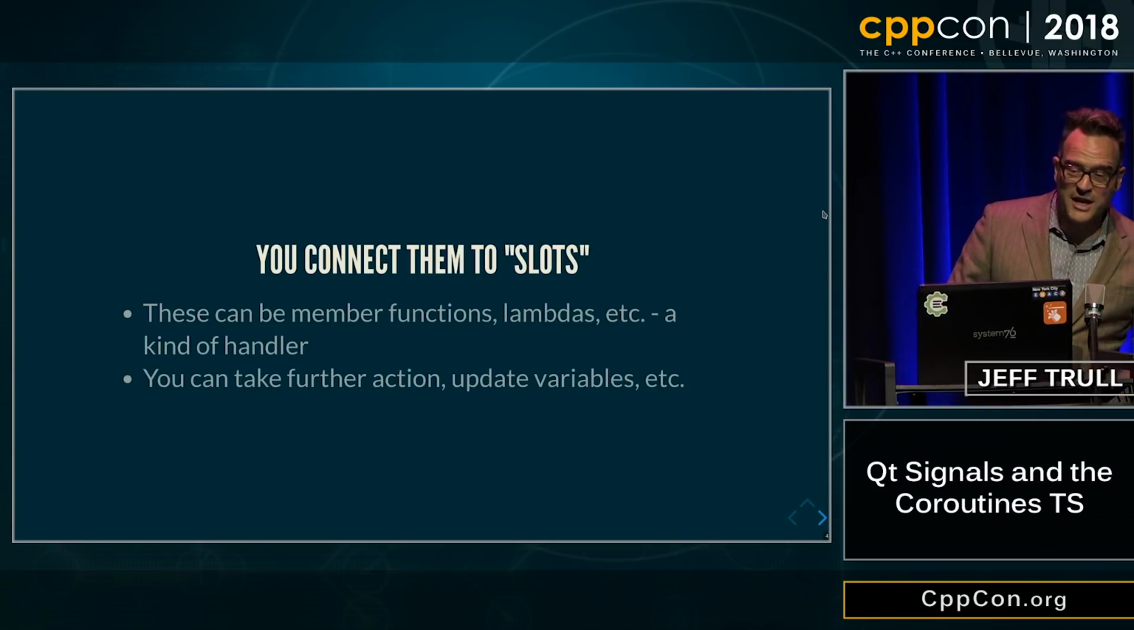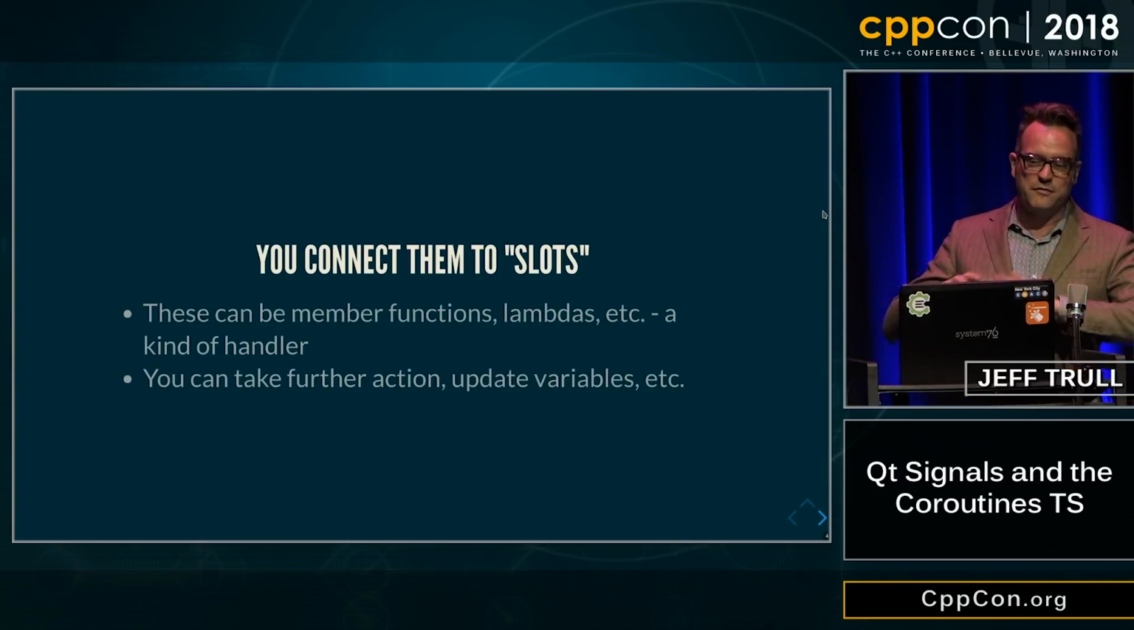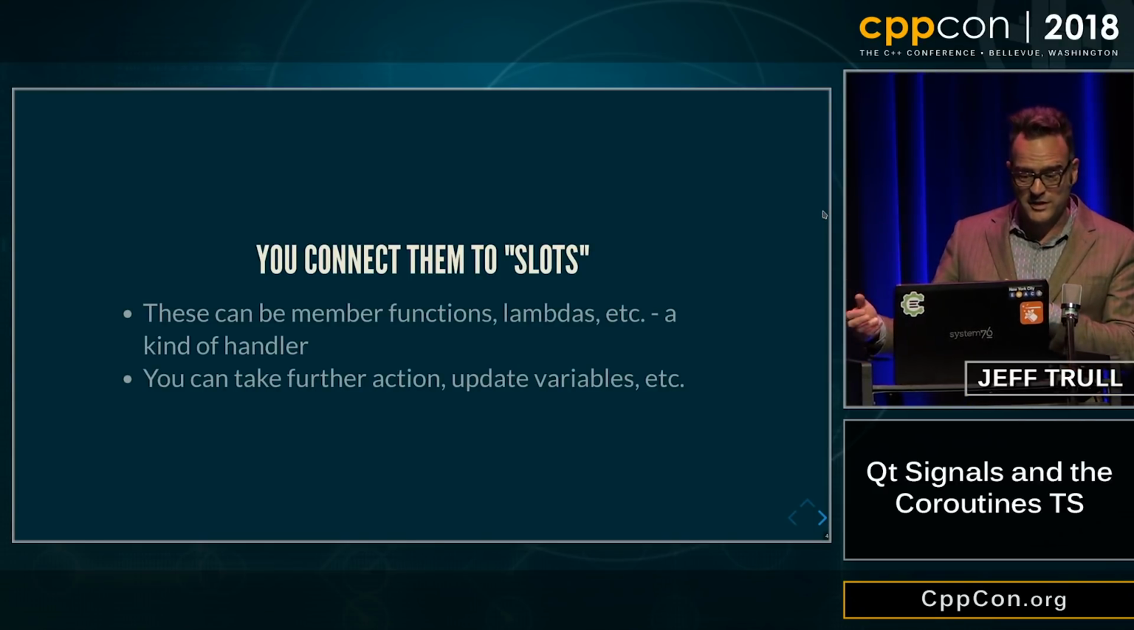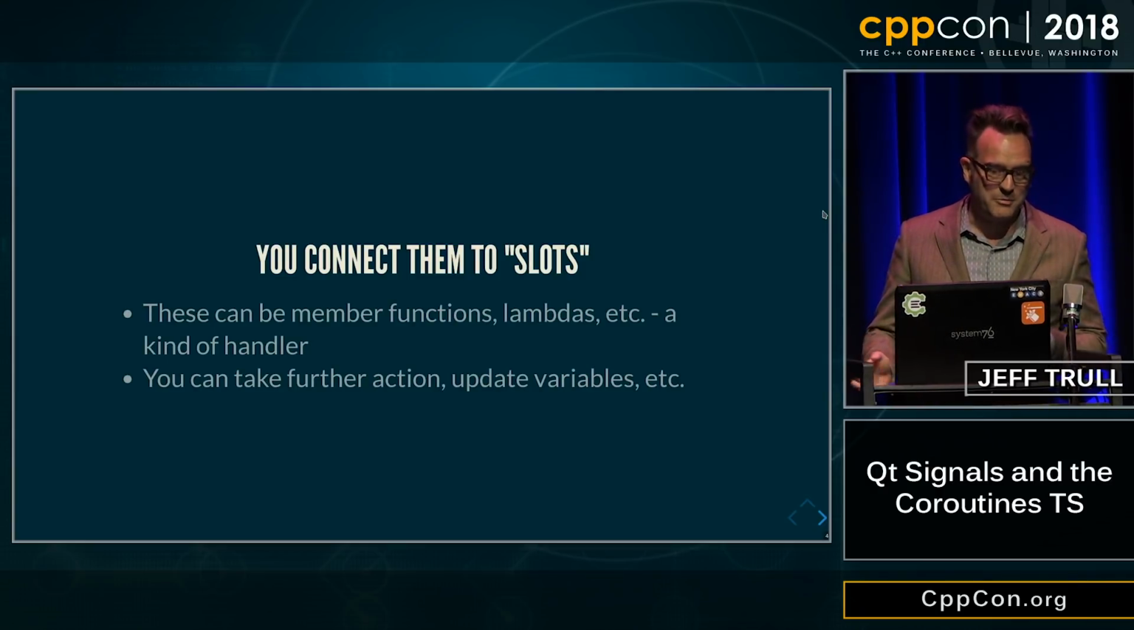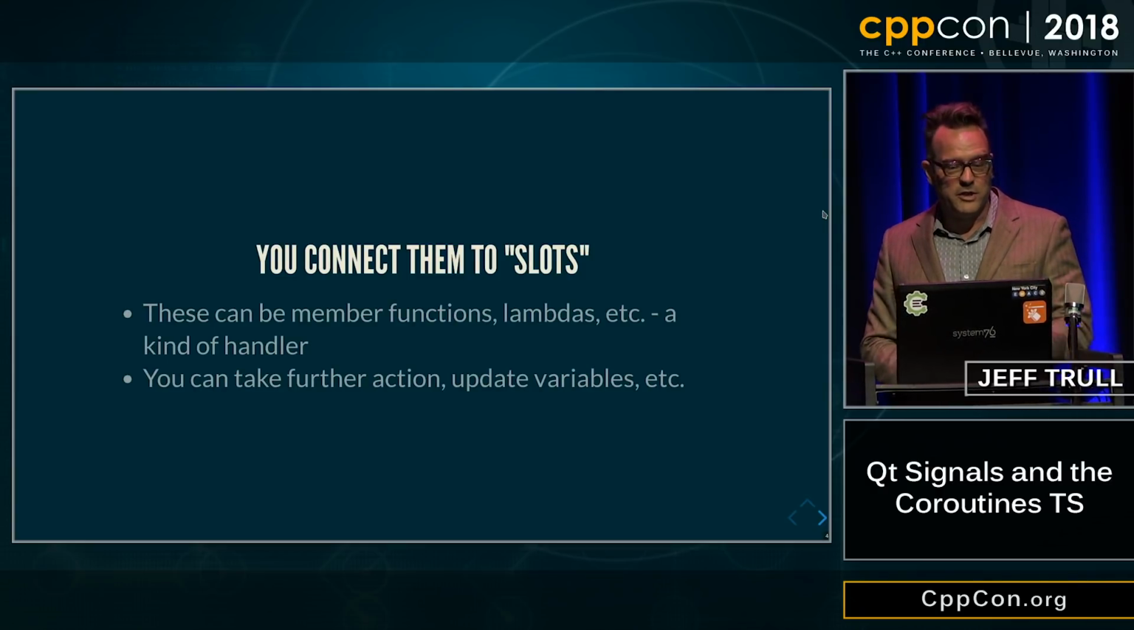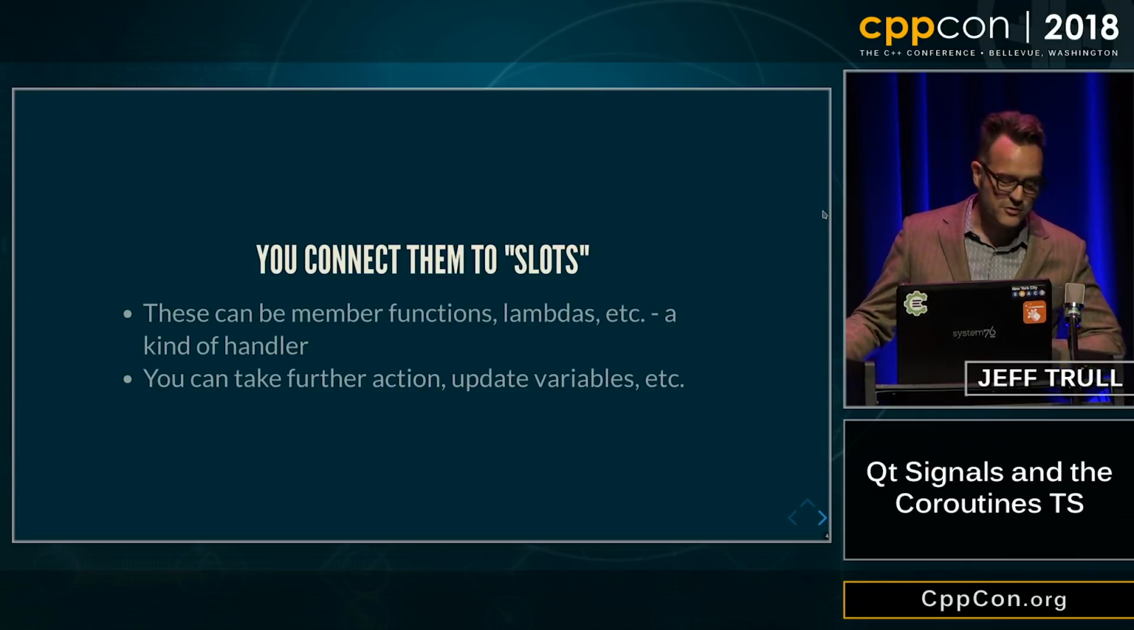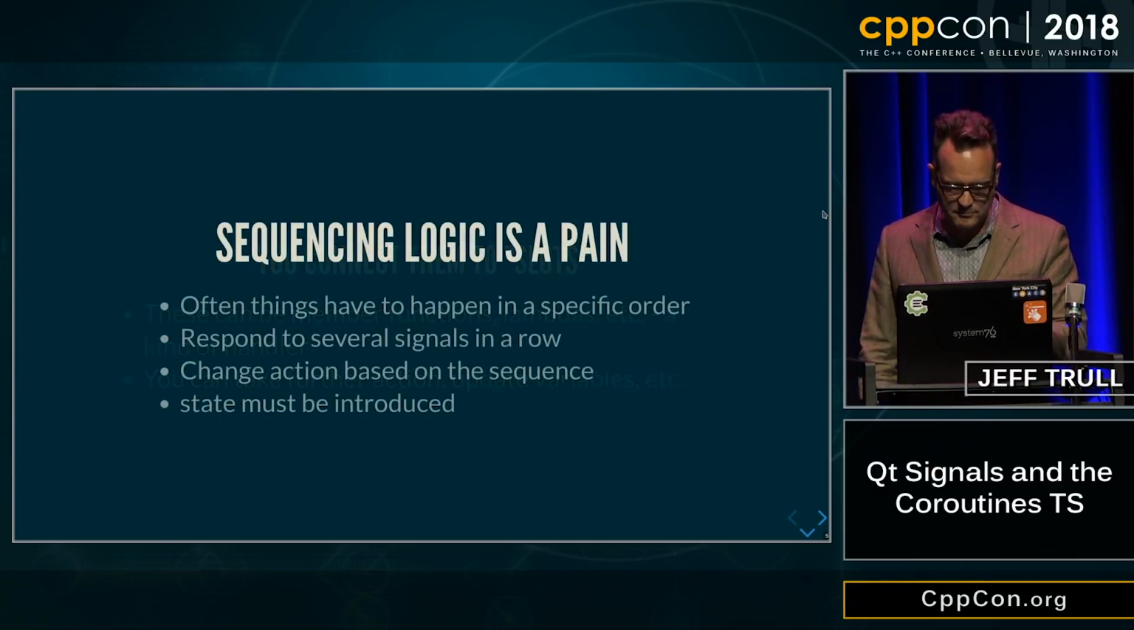You connect them to slots. Slots are like functions that have the same signature as the signal does. They can be member functions, lambdas, whatever. When you receive a signal, you can take further actions like updating variables. You can issue new signals yourself. You can do whatever you like.